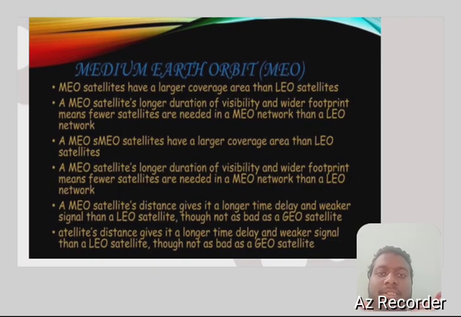Medium earth orbit, MEO. The satellites have a longer conversion time than LEO satellites. MEO satellites have a longer duration of visibility and a wider footprint, which means fewer satellites are needed in a MEO network than a LEO network.